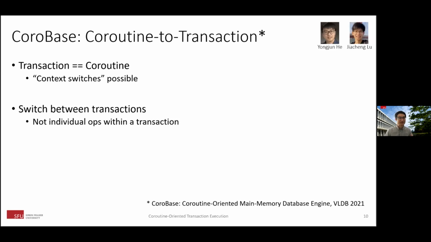You might have already guessed, right? So the concept is super simple, actually, which is we just model transactions as coroutines. In other words, in the past, if you think about the thread-to-transaction paradigm, it's pretty much transaction equals thread. But now we're saying transaction equals coroutine. So this would make context switches, or switching between transactions, actually possible. Because if you put this into the coroutine or asynchronous execution paradigm, then the scheduler is simply just switching between transactions, which are coroutines.